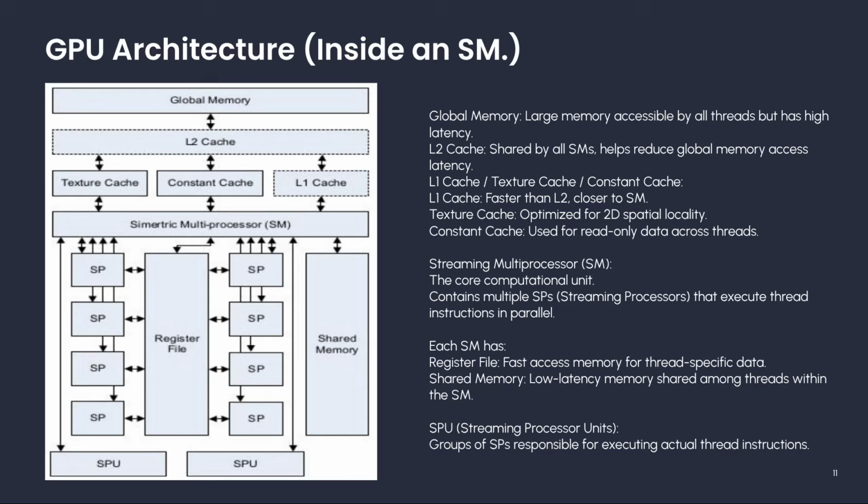So hierarchy कशी decide करायची? Global memory slowest, then comes L2, then L1, and register is the fastest, but it has the least amount of capacity. So fast access memory for thread specific data, shared memory, low latency memory shared among threads. आणि सगळ्यात शेवटी येतो streaming processor units, group of streaming processors responsible for executing actual thread instructions. So diagram is quite simple. Global memory, L2 cache, then all these different type of cache, SM multiprocessor, and then we have register, right, shared memory, and all the processors.